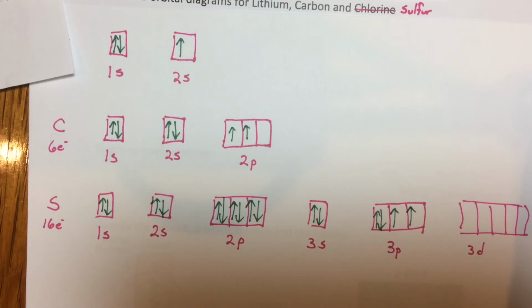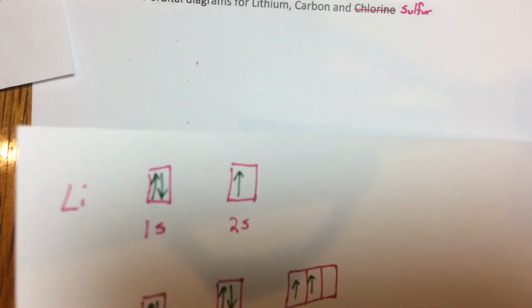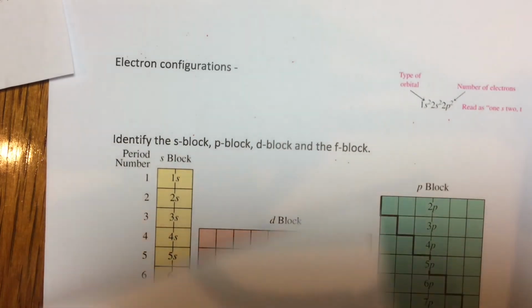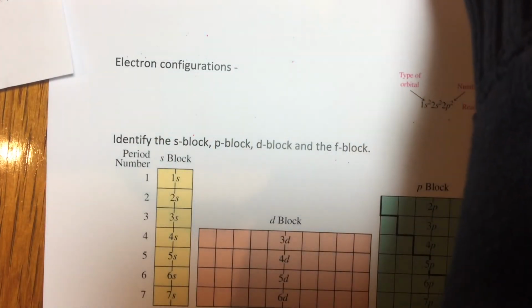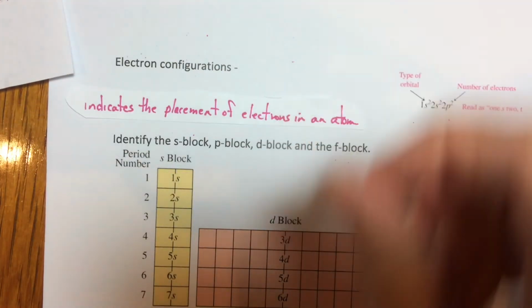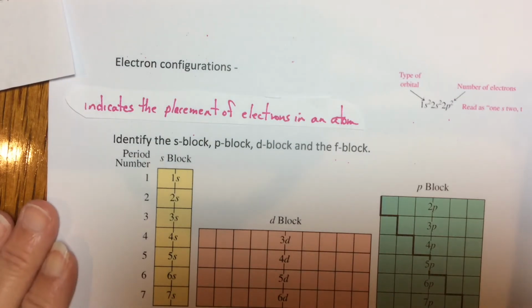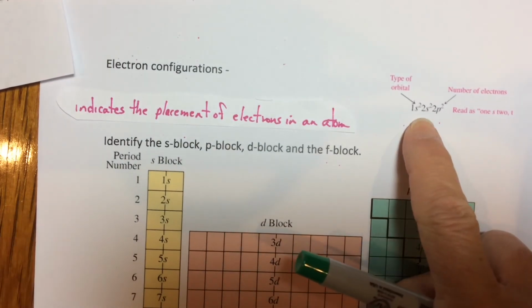Okay, so that's the orbital diagrams. As you might guess, it gets to be a real pain to draw all these boxes and get them all labeled. And so generally what you'll see is electron configuration. An electron configuration indicates the placement of electrons in an atom. And it looks something like this.